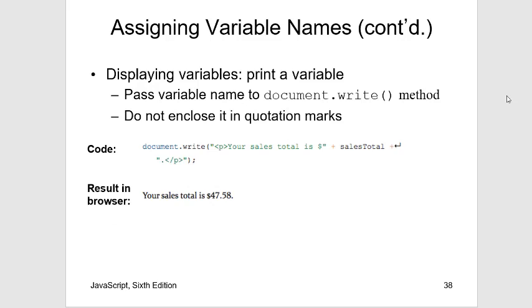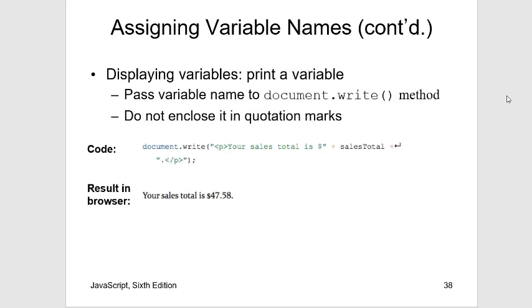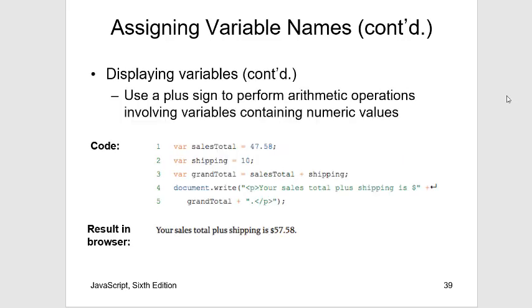This is an example of how to use a variable within a statement. We can use document.write to show the value of whatever the variable is. This would have assumed that you used variable sales total and set it equal to the value that will be displayed. Then you can write the code document.write by including a string literal, your sales total is, and then the value of the variable, and then the ending period and /p to end the paragraph tag. And it will display your sales total as $47.58 if that was the value that was set.